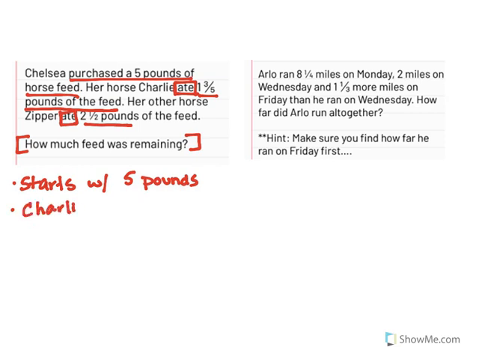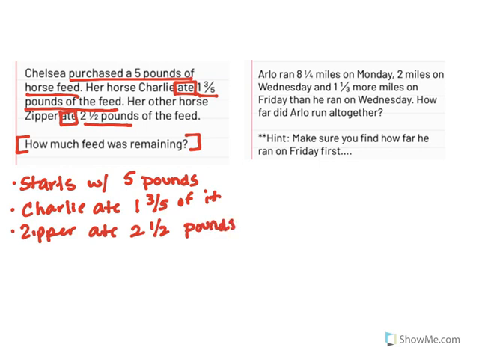Charlie ate 1 3/5 of it. Zipper ate 2 1/2 pounds. I'm going to just say pounds on both of these. So she starts with 5 pounds. Charlie ate 1 3/5. Then Zipper ate 2 1/2. We want to know how much is left or remaining.